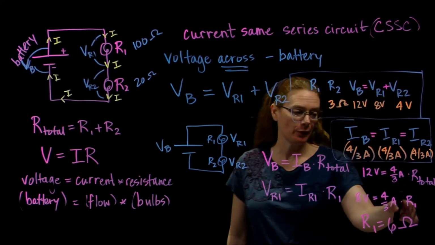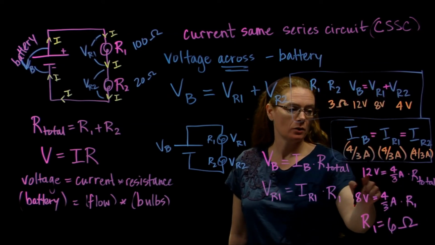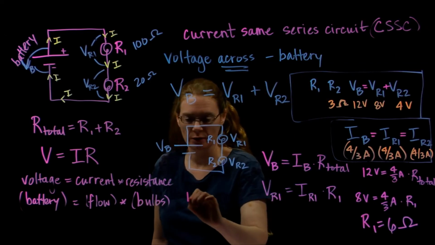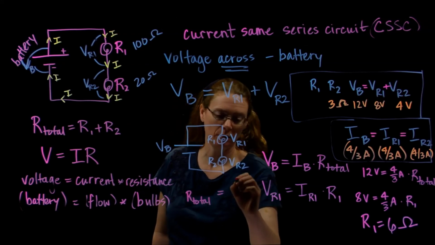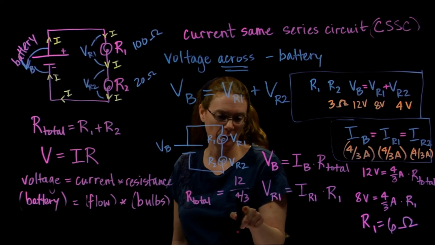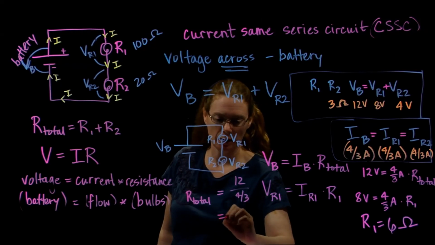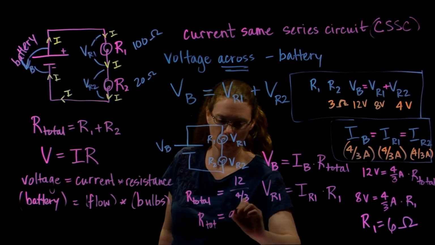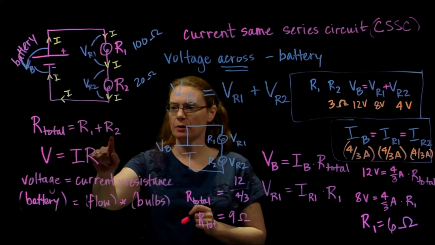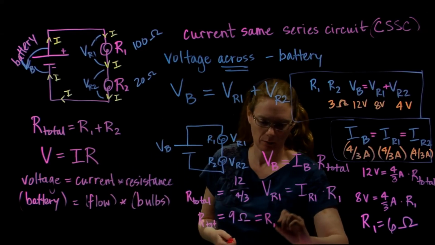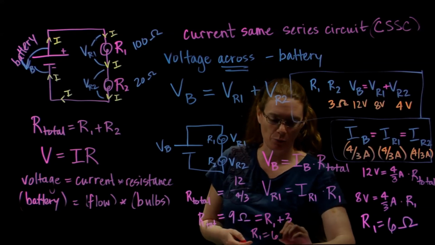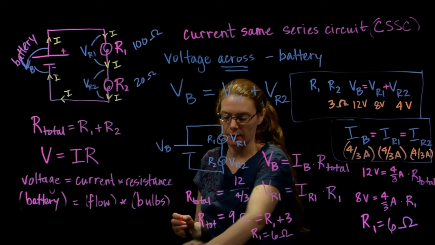Now we should get the same thing for R1 if we use this equation. So if I do this, our total, I'm running out of room here. Our total is going to be 12 divided by 4/3. 12 times 3 is 36. 36 divided by 4 is 18 divided by 2. Our total is 9 ohms. And our total is R1 plus R2. So 9 ohms must be R1 plus R2, 3. Oh, look at that. R1 is 6. So both ways tell me that resistor 1 is 6 ohms.